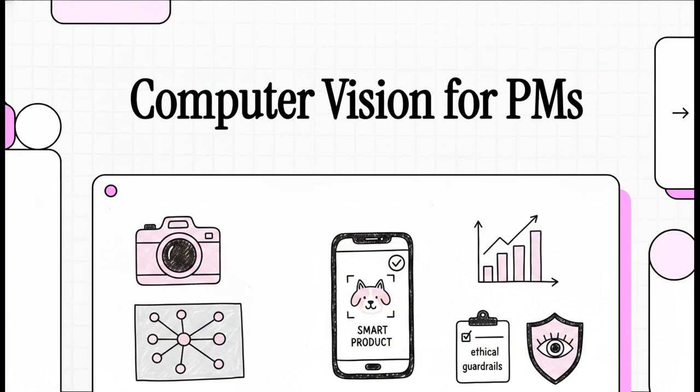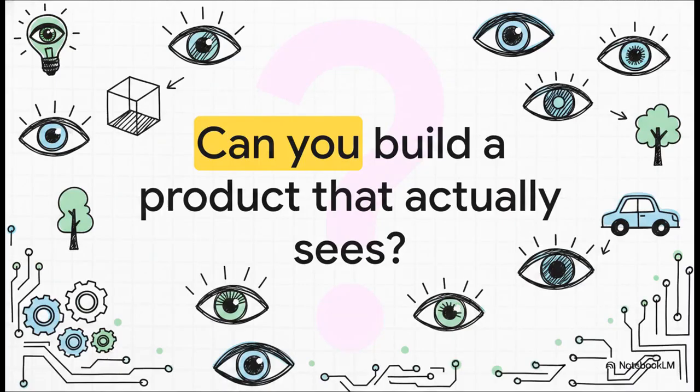Let's get to it. But before we jump right into the technical weeds, I want you to ask yourself a foundational question about the future of your roadmap. Can you build a product that actually sees? I mean, really think about that for a second. For decades, our software has basically been completely blind, right? It relies entirely on manual user inputs, clicks, keystrokes, taps. But what if your product could interpret the visual world around it just as effortlessly as a human operator?